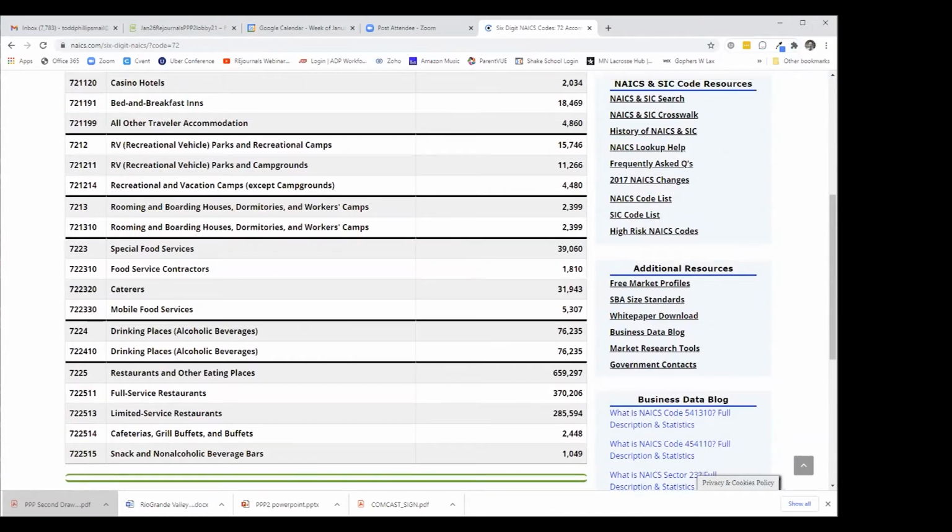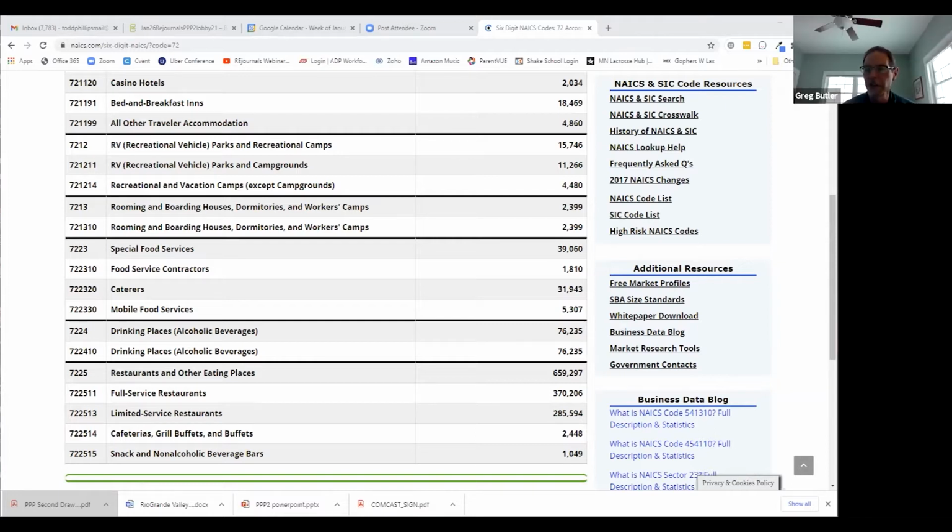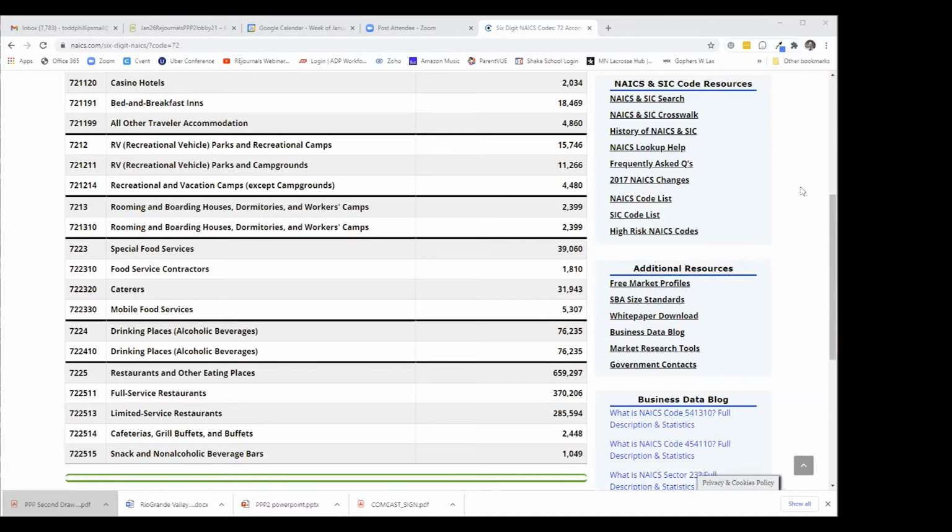I got a question here. We have a new business that started in the first quarter of 2020, and it's a restaurant. How do they document the 25% revenue drop? We're going to get to that later, Jim. Let's go through this in order. We'll get to the gross receipts reduction eligibility. Great, thank you. I think that's coming right up on the form.